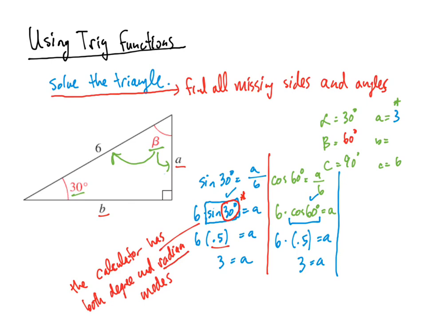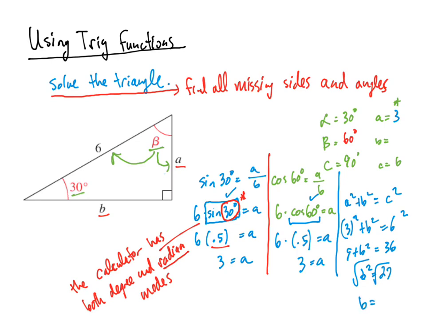To find out side B, there's a couple ways you can do it. Probably the easiest way is to just use the Pythagorean Theorem. A squared plus B squared is equal to C squared. So this is 3 squared plus B squared. C squared is 6 squared. So we have 9 plus B squared is equal to 36. B squared is equal to 27. So you could say the square root of 27 is equal to B.